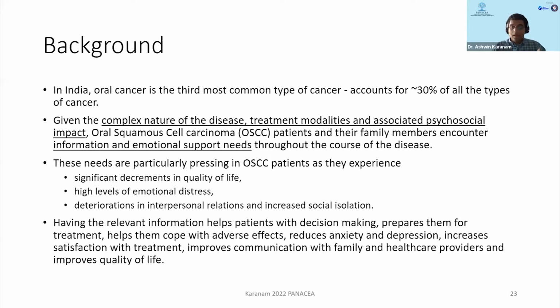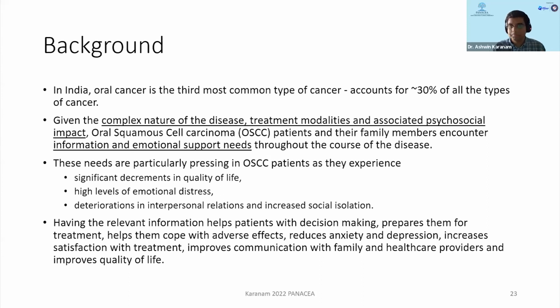Now, I'm not a clinician. I'm not a diagnostician either. So I don't really know. But as someone who's in the field looking at these patients every day, this question came up: there are particular needs pressing in these patients and their family members' experience. Significant decrements in quality of life, obviously. There's high levels of emotional stress, and there's deterioration in interpersonal relations and increased social isolation, of course, because it's such a terrible disease.